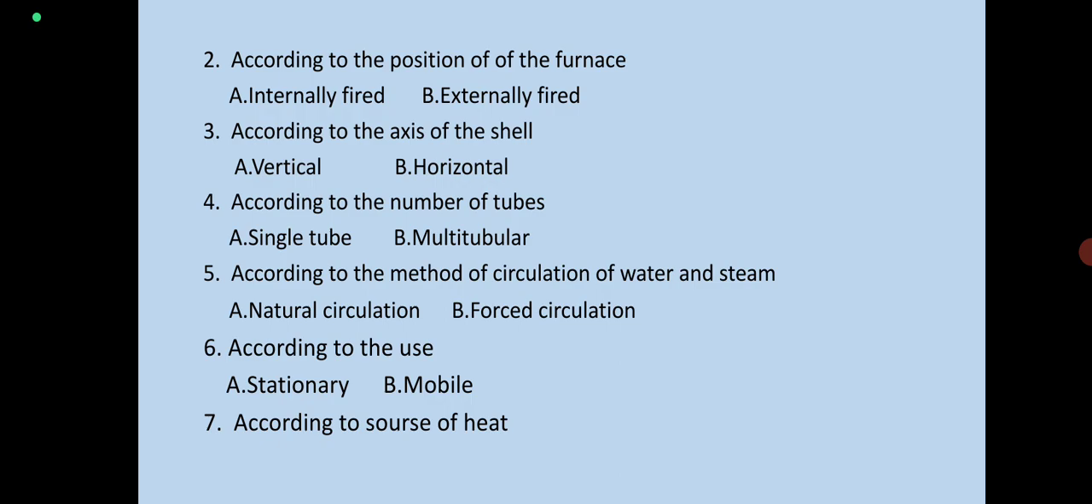Natural circulation is due to the pressure difference, whereas forced circulation means using pumps and motors. We are forcing the fluid, say water, whereas in natural circulation, due to the pressure difference, it will circulate through the boiler. According to the use, stationary or mobile. According to the source of heat.